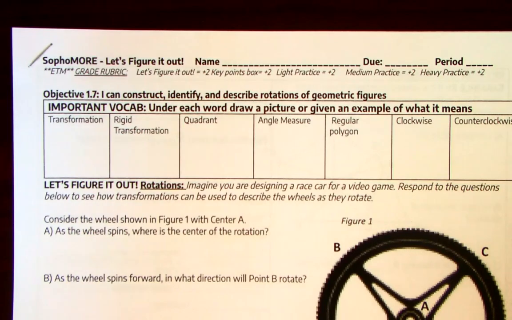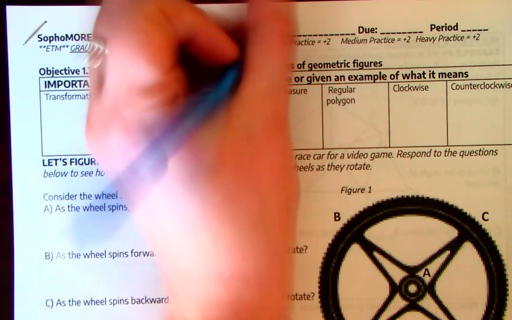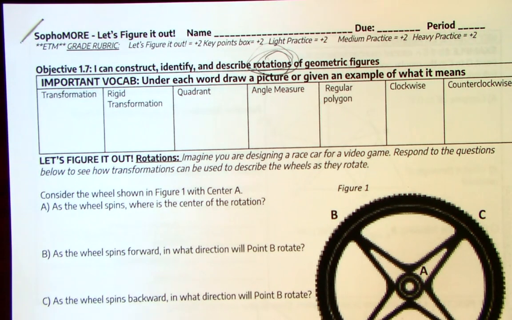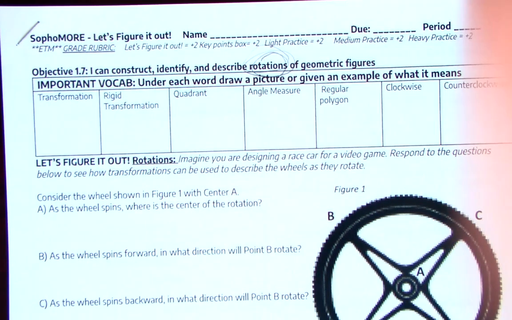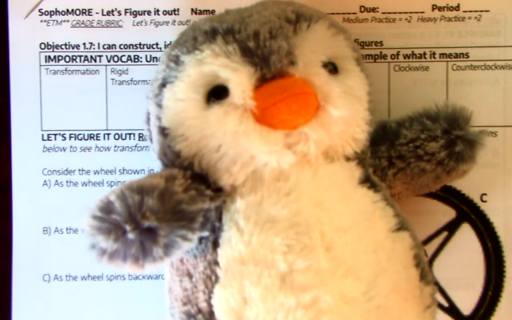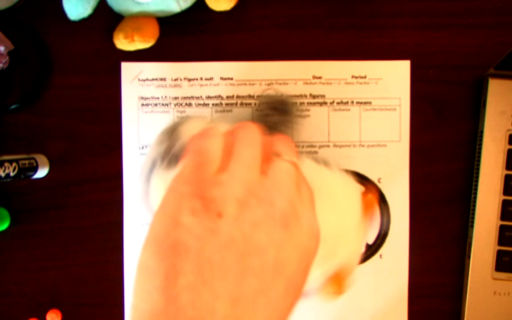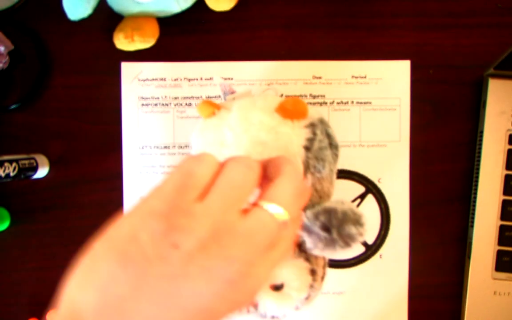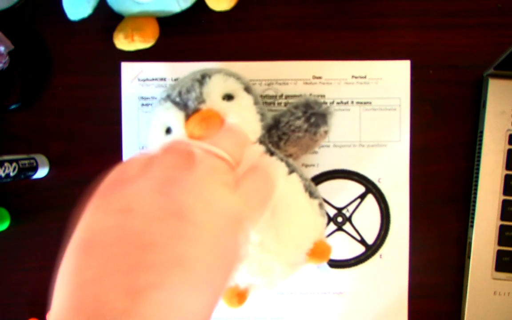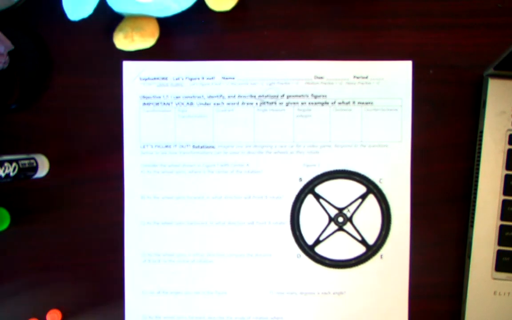All right. Hi guys, this is objective 1.7 where we are constructing, identifying, and describing rotations of geometric figures. So the goal here when we're thinking about rotations is, you see this little buddy, right? If we spin this little buddy around, that's like rotating, right? So that is, hey, having the best time, rotating, wee, right? Okay, that's like what a rotation is.